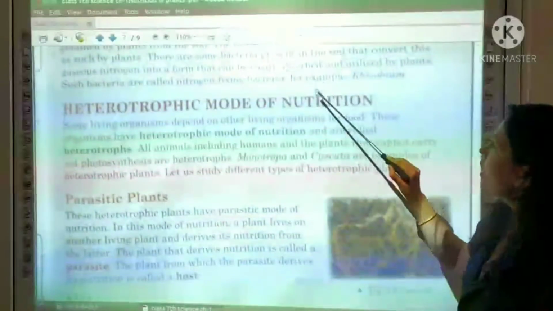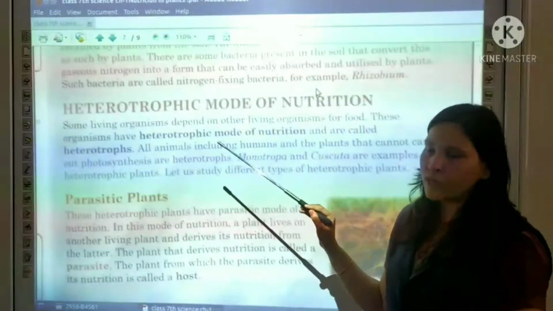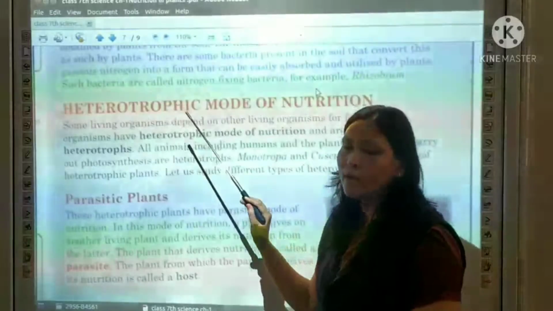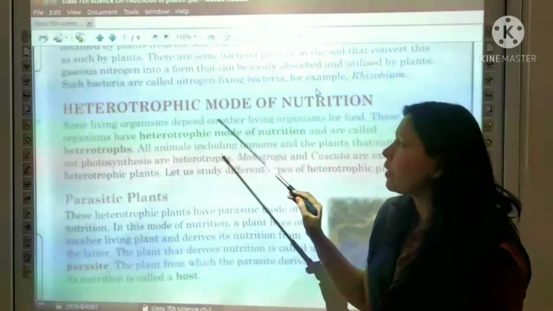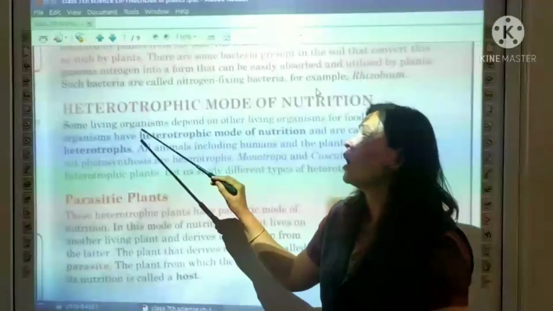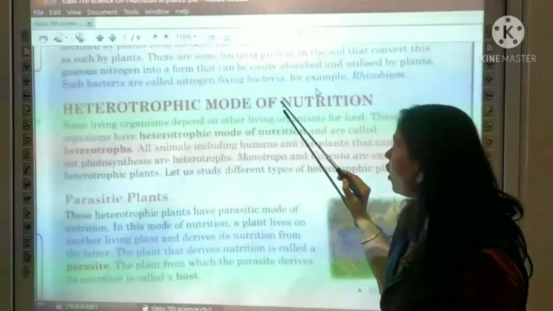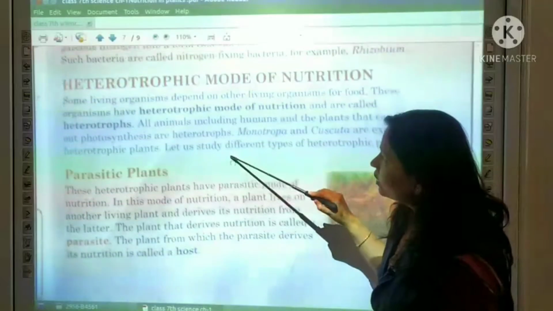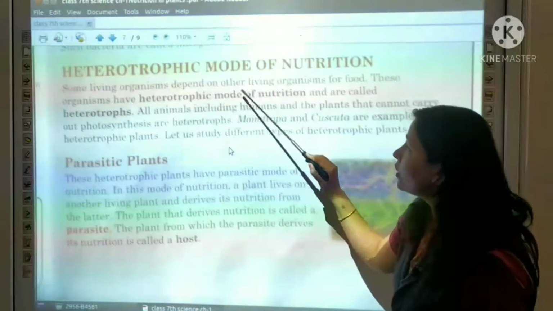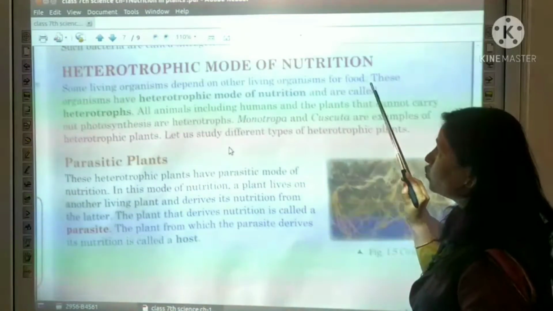For example, rhizobium. Our second topic is heterotrophs. We have discussed the autotrophs and now we will discuss the heterotrophs. Heterotrophic mode of nutrition. Some living organisms depend on other living organisms for food.